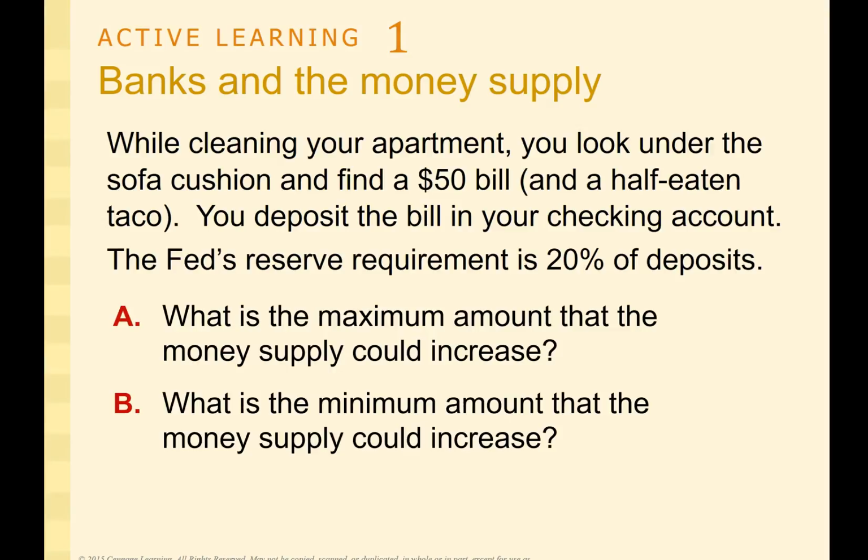So there's a practice opportunity in here for you that asks you to consider the effects of a $50 deposit to your checking account with a 20% reserve requirement. And you're asked to calculate the maximum amount and the minimum amount that the money supply would increase. The easiest way to approach this is to calculate the money multiplier from this. So you're going to take 1 divided by that reserve requirement of 20%, and it should become pretty easy after that. So let's go through this.